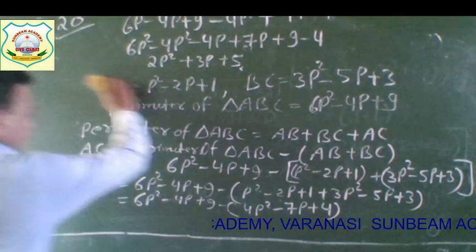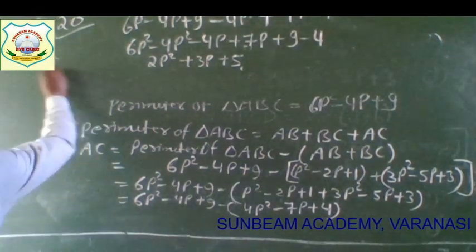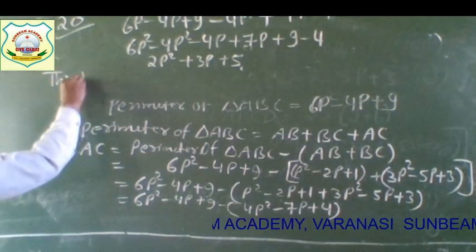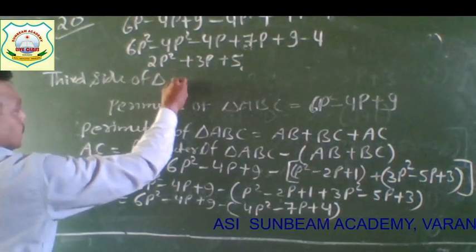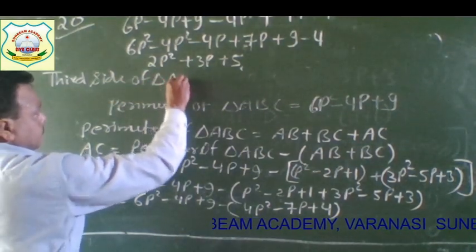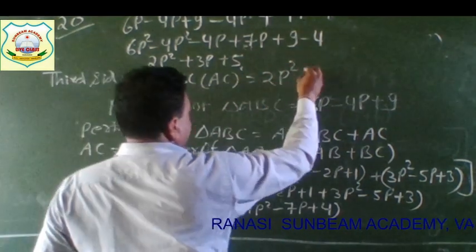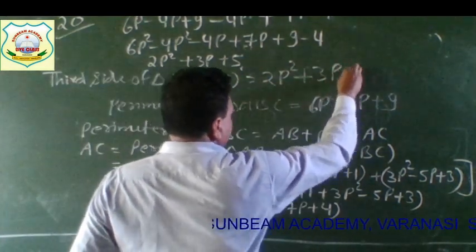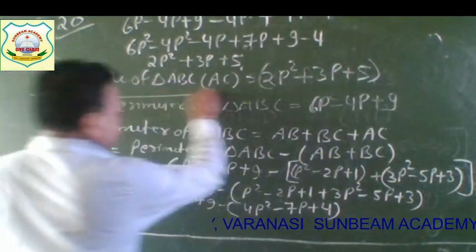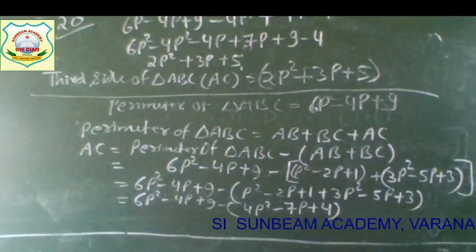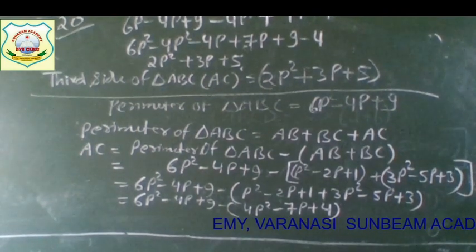Students, the third side we are getting is the third side of triangle ABC. That is AC, and its value is 2p square plus 3p plus 5. That will be the answer. Students, clear? So just note it down, everyone. This is the last question we have completed of this exercise.